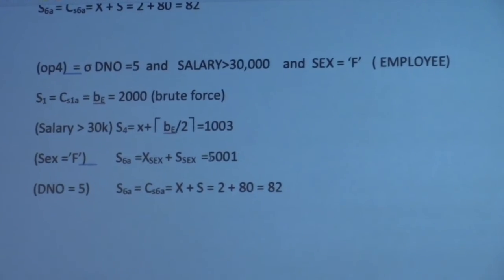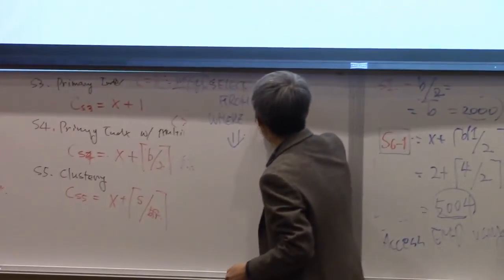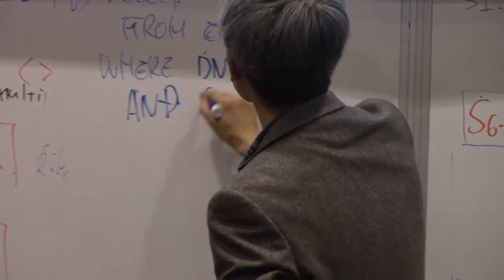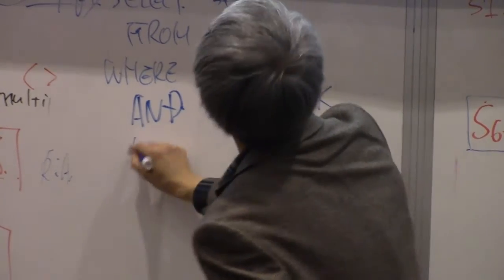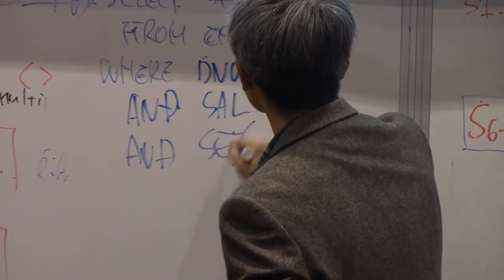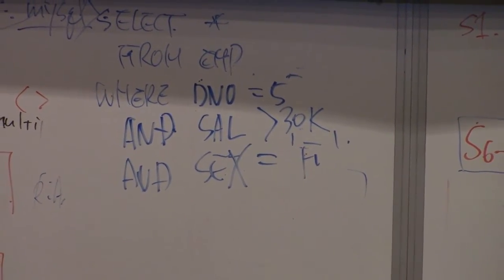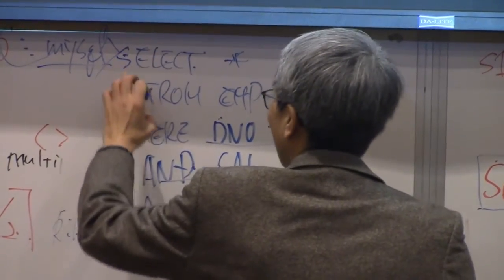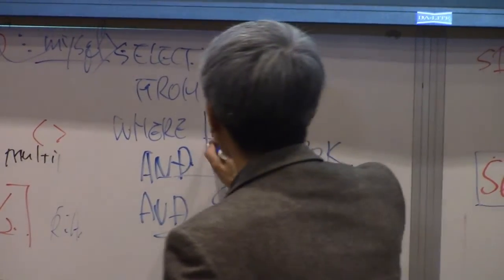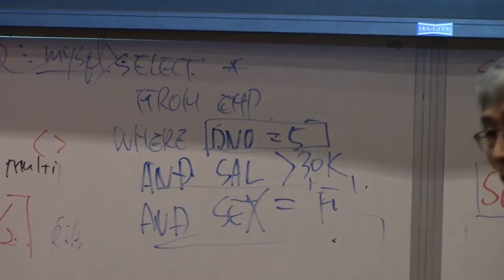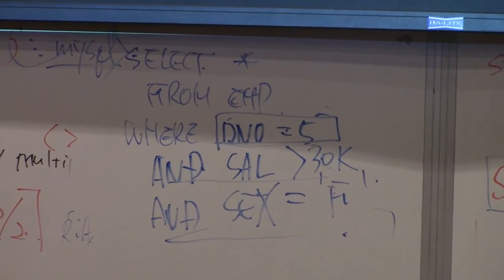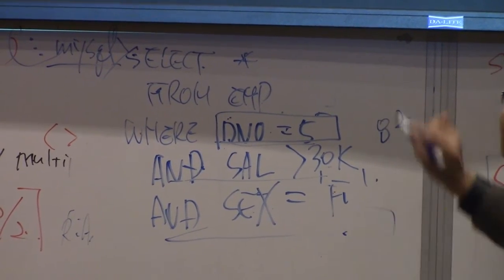Where the DNO is equal to 5 and salary is bigger than 30K and sex is female. So we have a conjunctive query. Conjunctive means it's a combination of different selections. So instead of select from where this, select from where this, we can consider one case at a time. For DNO, we already did: DNO is equal to 5. So how much is it? It's 82 already.